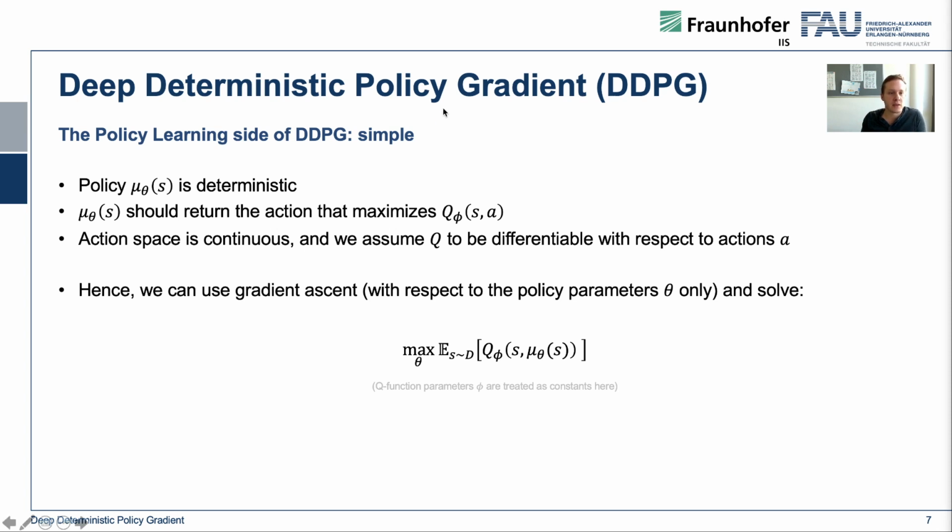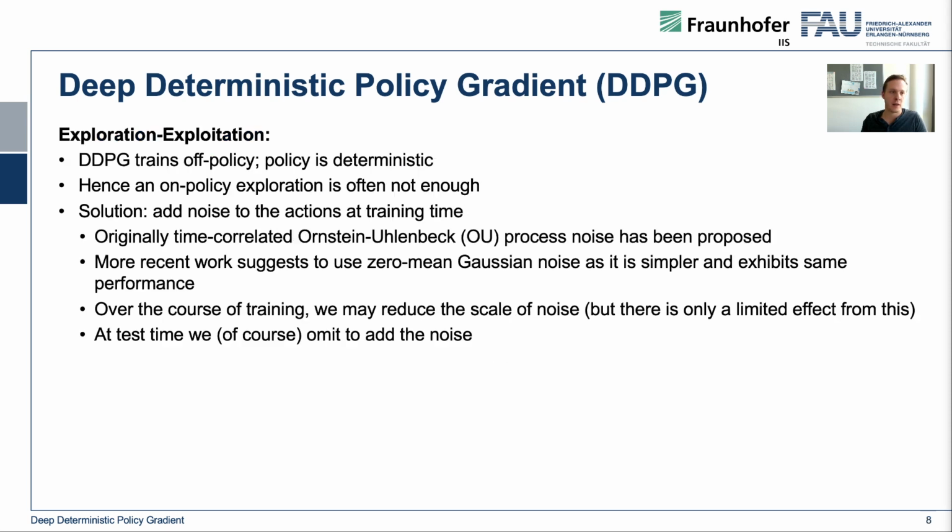If the action space is continuous and we assume Q to be differentiable with respect to the actions, we can use gradient ascent with respect to the policy parameters and optimize our policy function. In this case, our Q function is just a frozen network, and we can optimize our policy parameters to come up with an action that maximizes the return. So this is the idea behind DDPG.